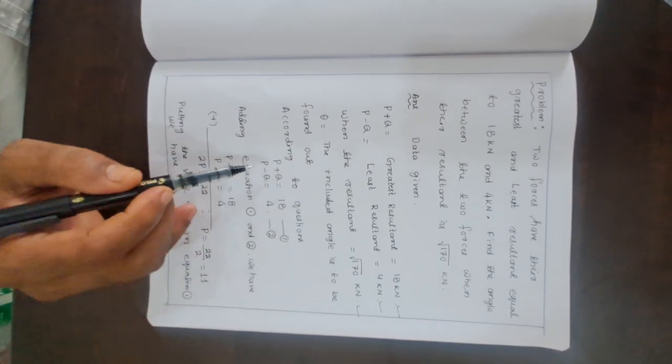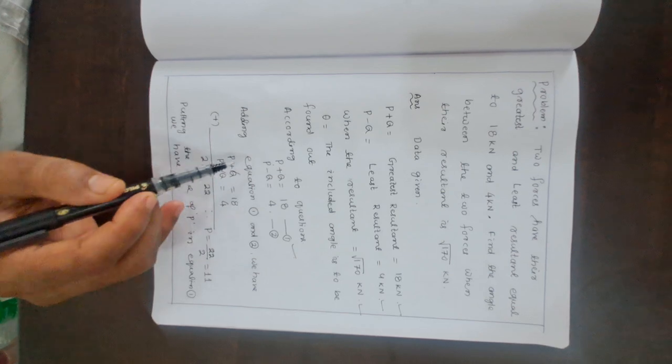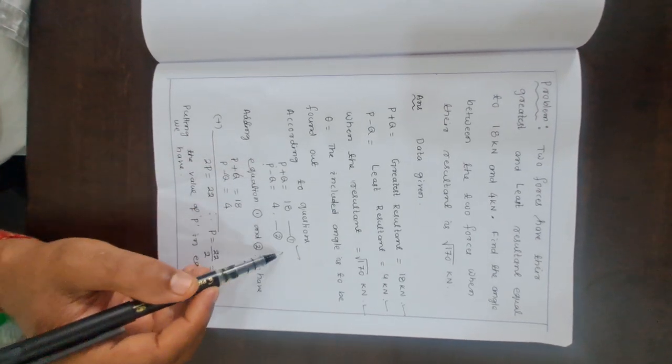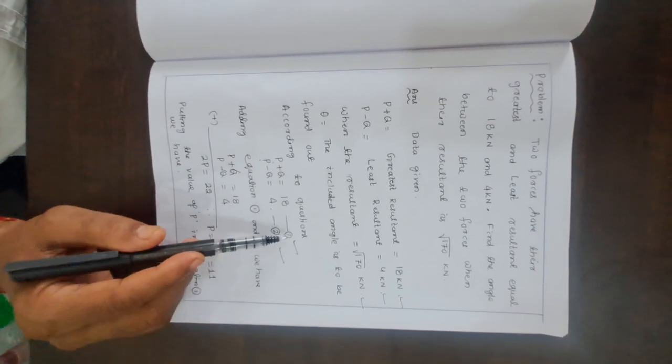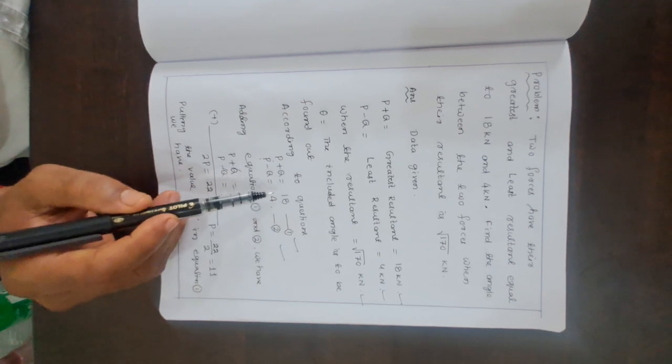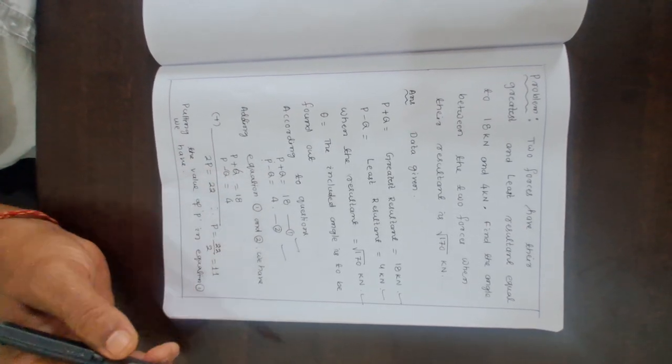According to question, P plus Q is equal to 18. P minus Q is equal to 4. Then adding equation 1 and 2. What will we do now? We will add equation 1 and 2.